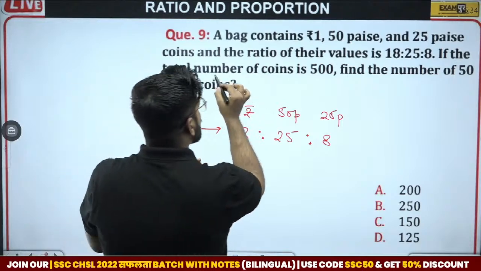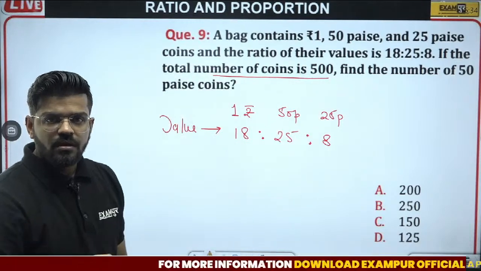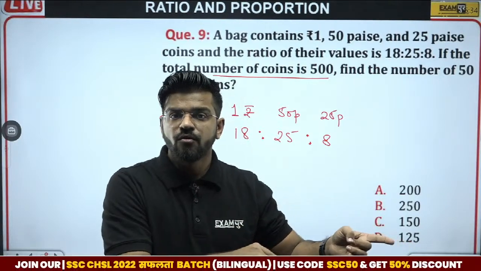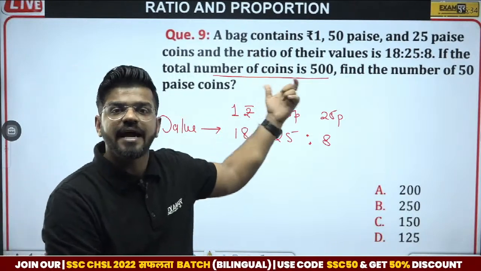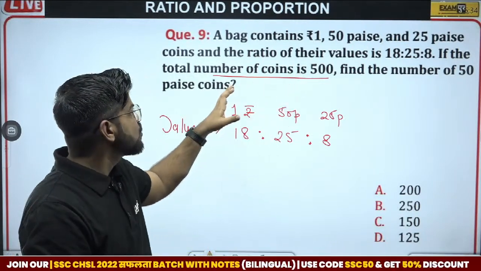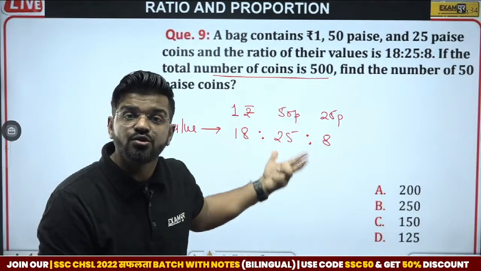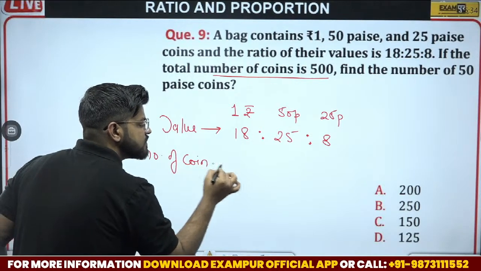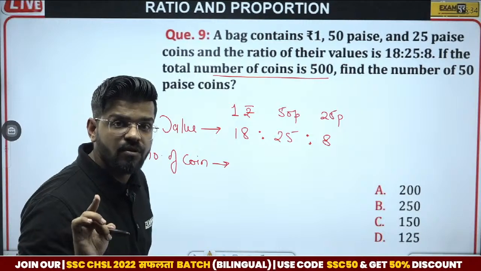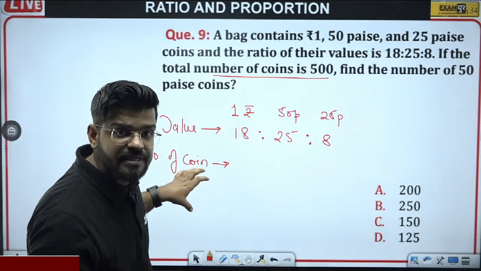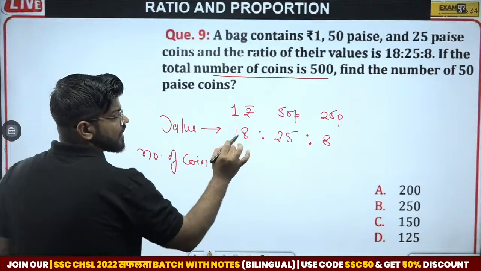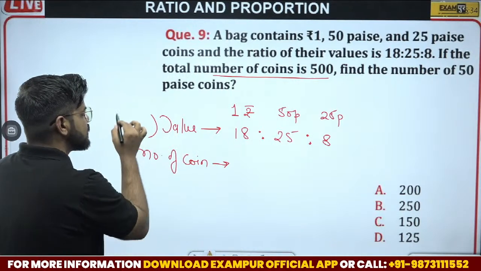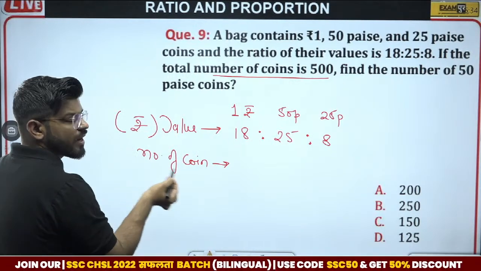Now we have a total number of coins of 500. So we have to calculate the ratio of the number of coins. Whatever the total is given, we have to calculate the ratio for that. So we have total coins, so we have to calculate the ratio of the coins, because we have the total of coins, right? Values are in rupees, and coins are in number.